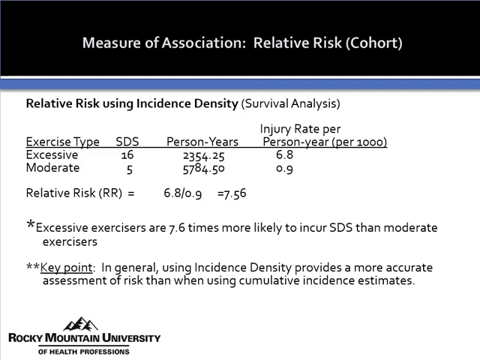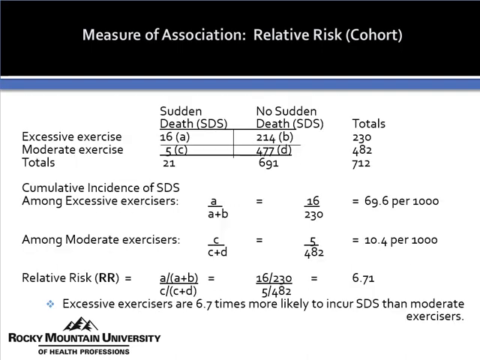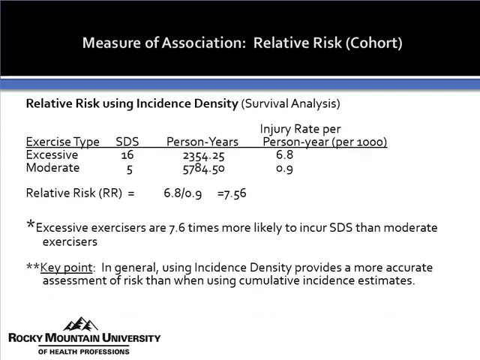You can also calculate relative risk using incidence data. And our number here is going to be similar yet different. So here our number was 6.71. Now that we add in the person years, we get 7.56. They are similar, but using incidence density provides a more accurate assessment of risk than when using cumulative incidence estimates.